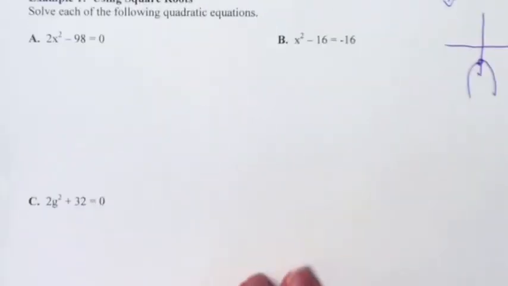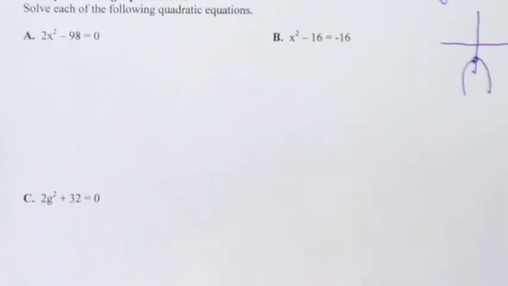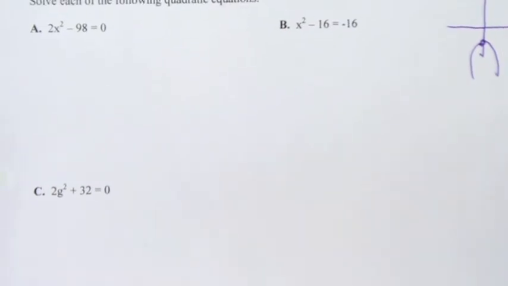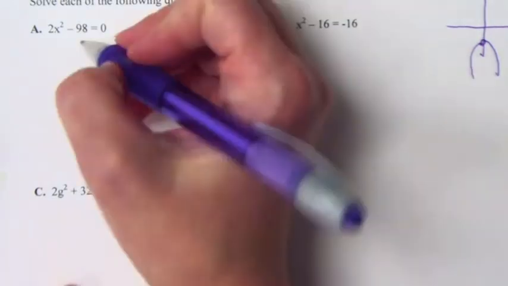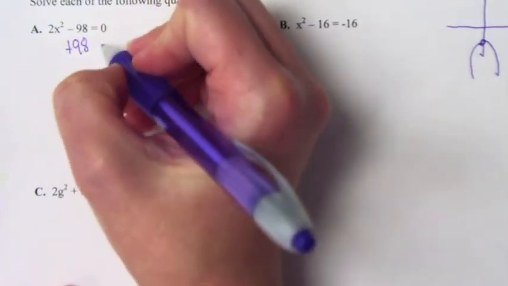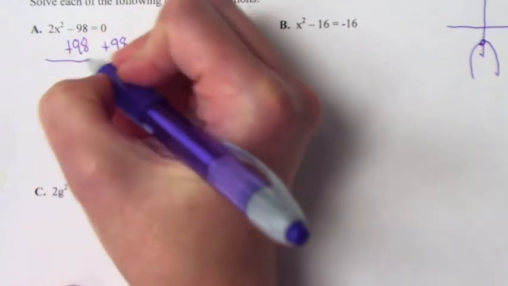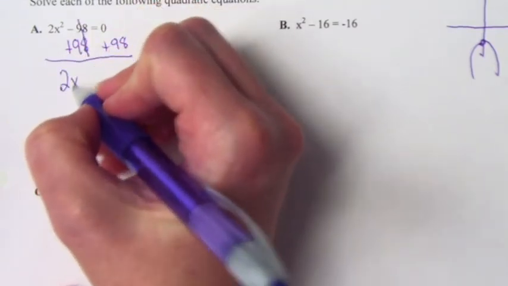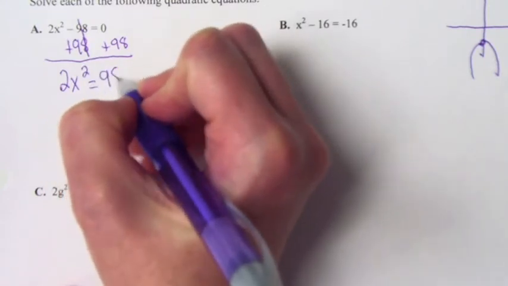But letter A says 2x squared minus 98 equals 0. So we solve this just like we would a regular equation, any kind of normal equation. We want to get x squared by itself. Okay, so what do we do first? Add 98. Yeah, we get rid of the negative 98. So we're going to add 98 to both sides. This is going to be just like solving equations. There will be one difference at the end, and I'll show you what to do there. 2x squared equals 98.